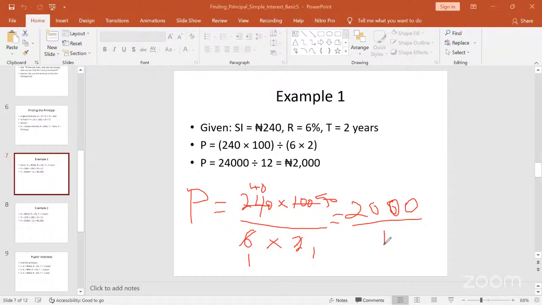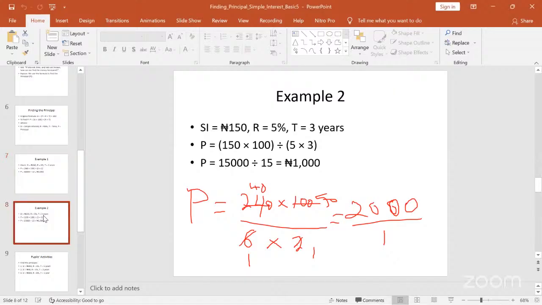Remember, your unit is of great importance. When we're talking about principal, we're talking about naira. When we're talking about rate, we're talking about percent. And when we're talking about time, we're talking about years as the unit. So the principal will be 2000 naira. Okay, do you get it? Yeah.